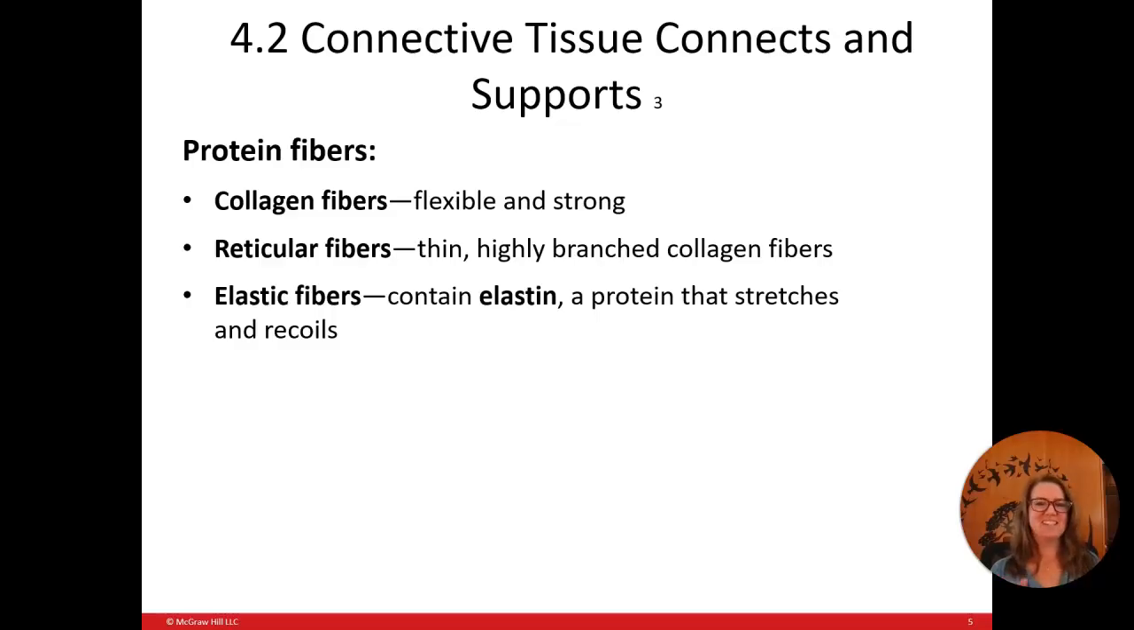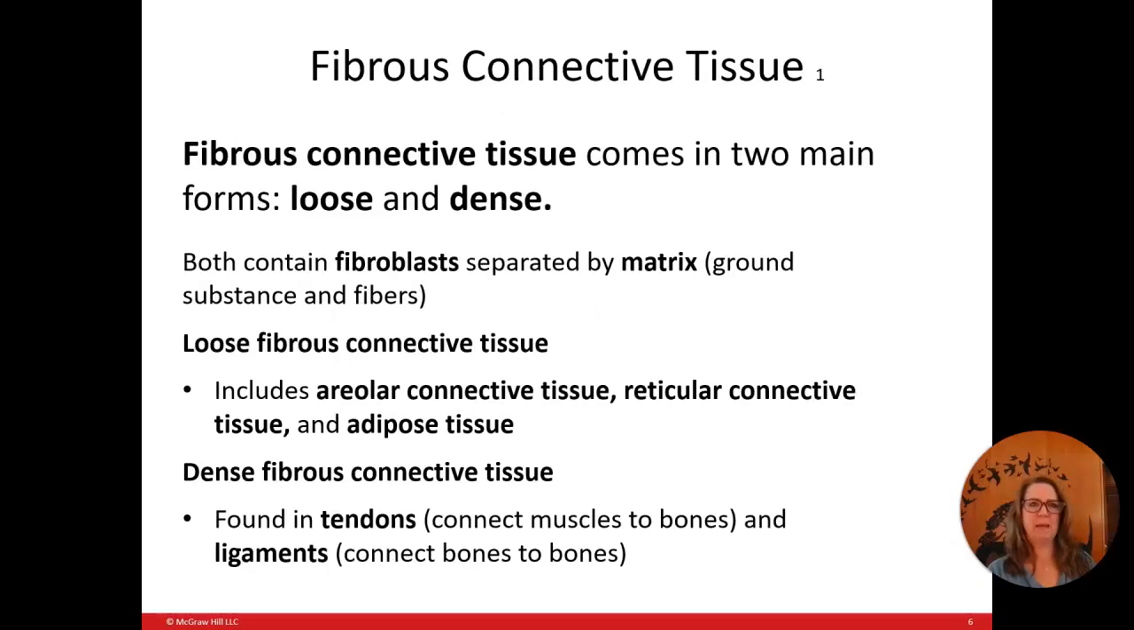Collagen fibers, stuff that's underneath your skin, makes it a little taut but flexible. That's collagen. Reticular fibers are thin, highly branched collagen fibers, so they're a little bit more specialized in their support. And then elastin, as you might imagine, elastin or elastic is a type of material that's able to recoil, so it can go back to its original state. So we have these 3 different kinds of fibers that are going to help out our connective tissue.